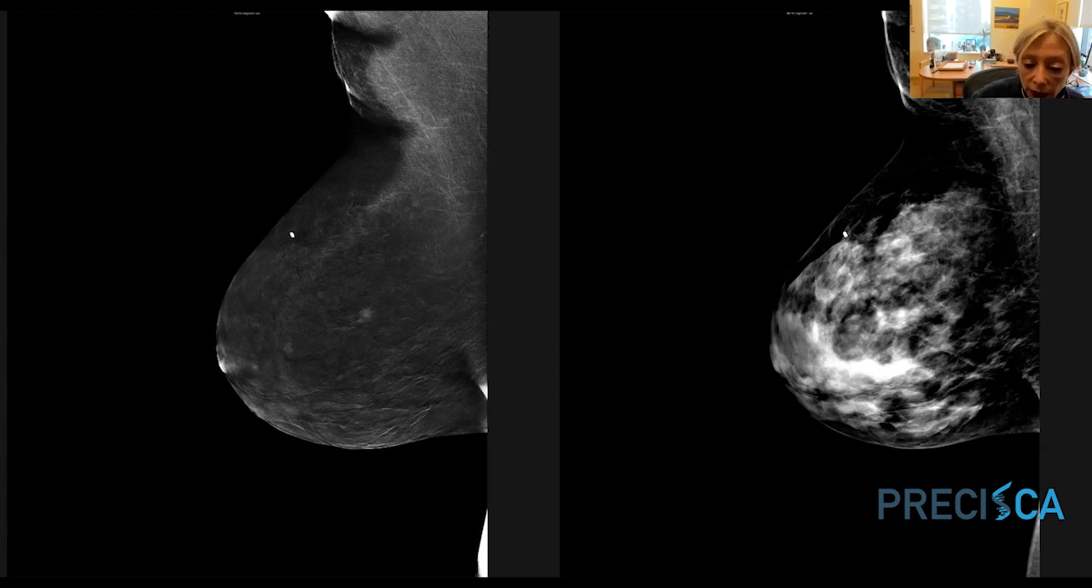So in this woman, there is no evidence for microcalcifications, but there are actually a couple small enhancing masses. And these were the presentation of her ductal carcinoma in situ.